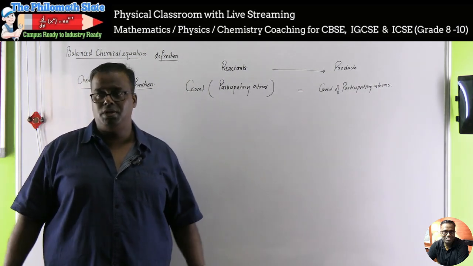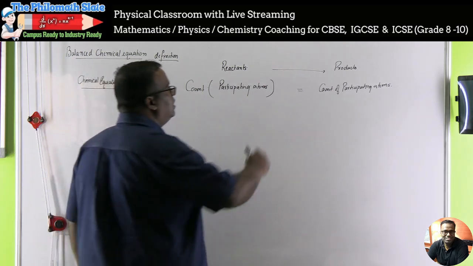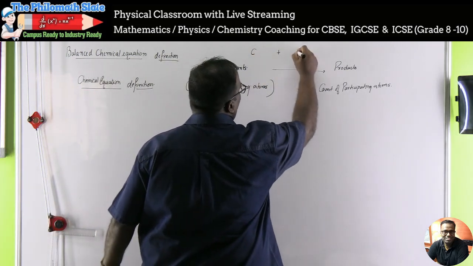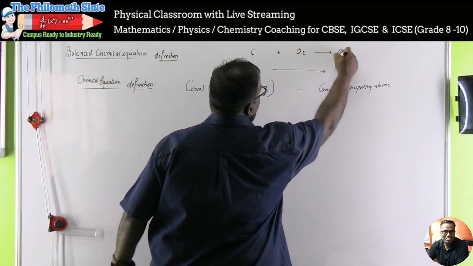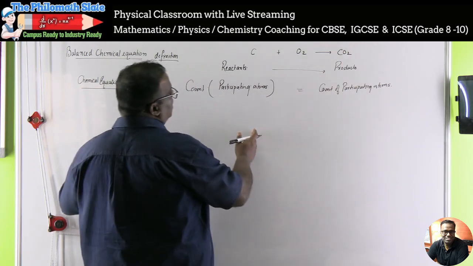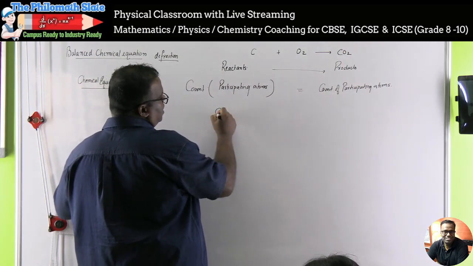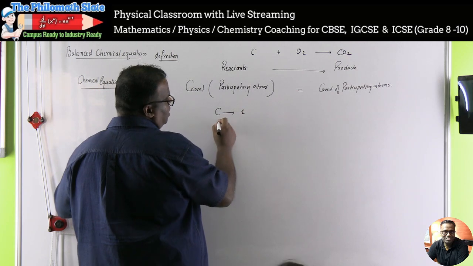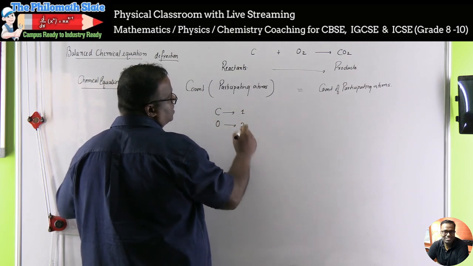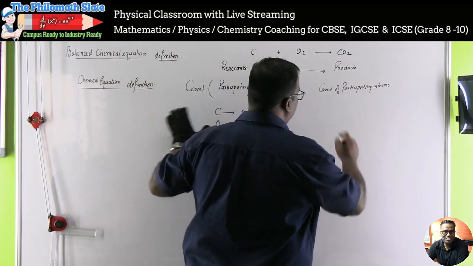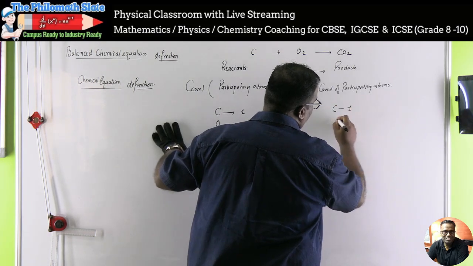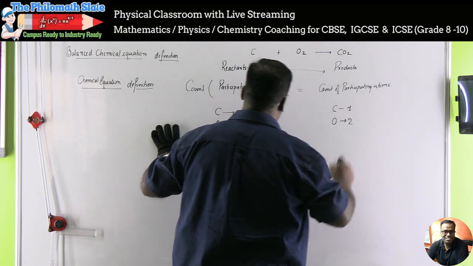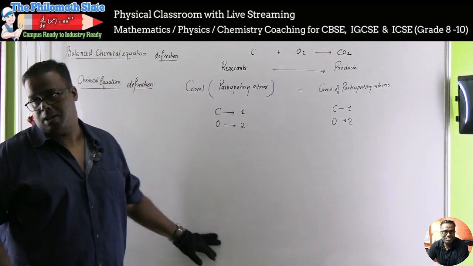Say for example, my reaction is something like C plus O2 gives me CO2. So what are the participating atoms on the reactant side? Carbon, I have got one atom. Oxygen, I have got two atoms. Out here, what are the participating atoms? Again carbon, one atom. Oxygen, two atoms. So it's a balanced chemical equation.